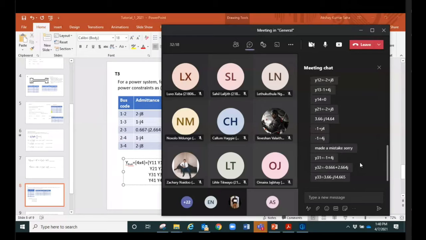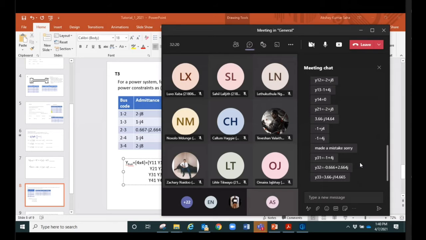So we're done with the third row of the matrix, and then we can go for the fourth row. Y41 is already done, since we did Y14, so it will be equal to 0. Y42 we have done, Y24 we have done. Y43 we have also done for Y34, so we don't need to worry about that. Y44 is 3 minus j12, which is correct. So we have the admittance matrix, right?